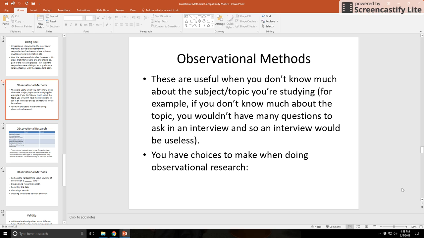So it's good when you don't know what to ask. And another bonus is it lets you see things as they really happen. If I want to study crowds, I go out and study a crowd and I see crowd behavior as it really happens, instead of asking people what they did or what they do when they're in crowds. So when you're doing observational methods, you have some choices to make.